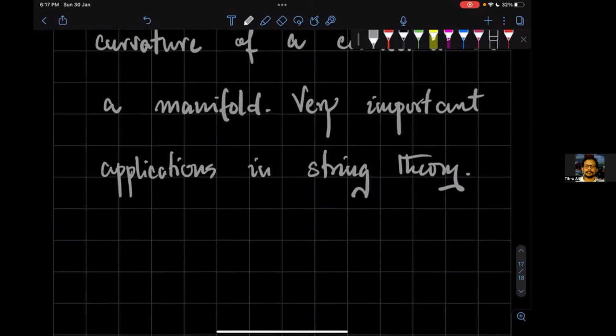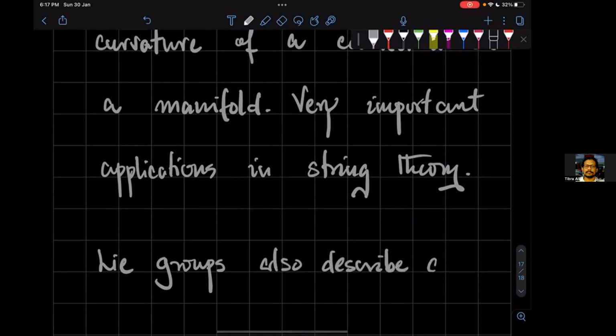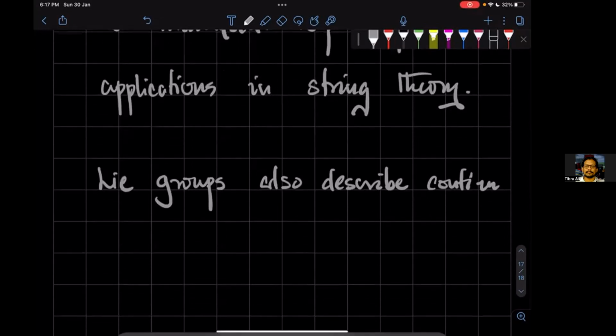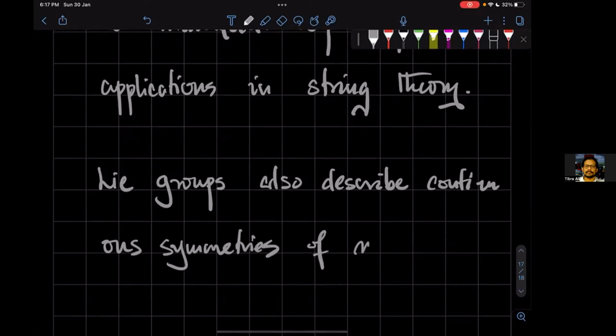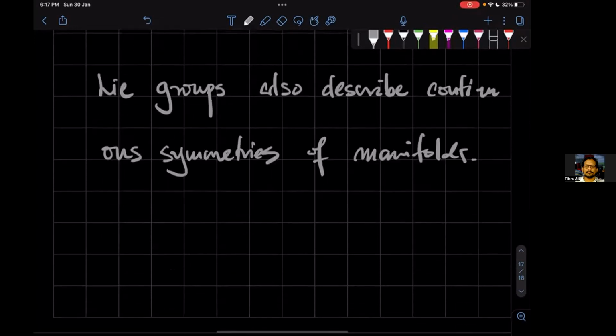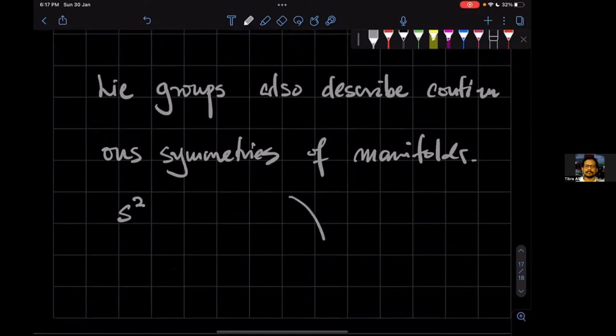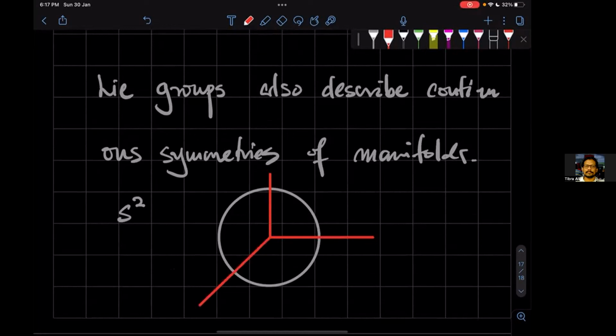And lastly, Lie groups also describe continuous symmetries of manifolds. So for example, if I take a two-dimensional sphere and put it, say, at the origin of a three-dimensional Euclidean space, and I now rotate it, that's a symmetry, right? And all the possible rotations of the sphere form a group, which we will see is called SO3.